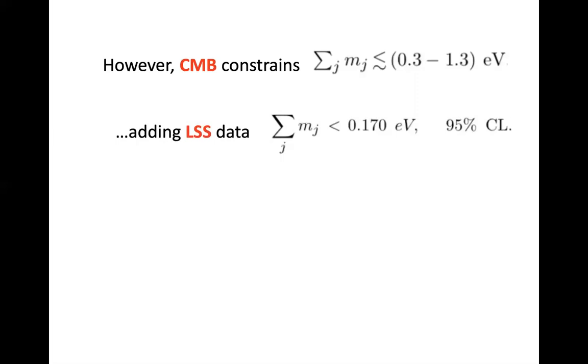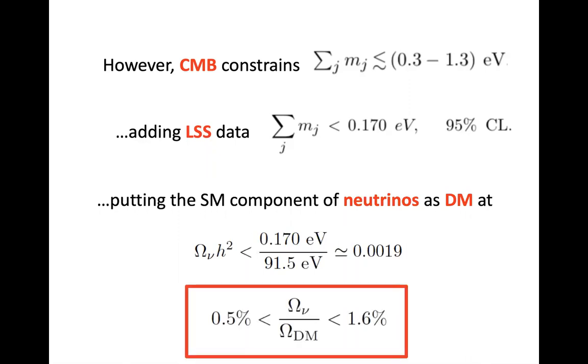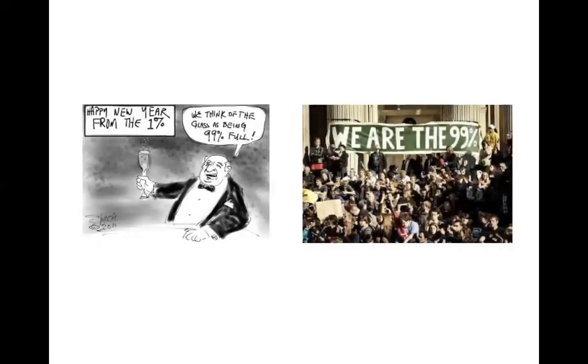And if one adds a more comprehensive set of large-scale structure data, this limit actually goes down to about 0.17 electron volts at a 95% confidence level. So putting a standard model component of neutrinos as dark matter at most 1.6% of the dark matter budget. So yes, we do know what around 1% of the dark matter is, but what about the remaining 99%?